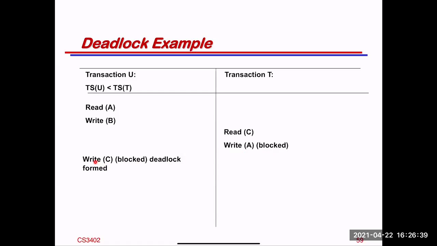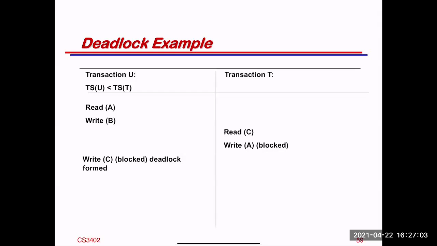And here this write in transaction U is also going to be blocked, because I need to acquire a write lock, and I've already acquired a read lock over here in transaction T. Okay, so that's a problem. We're running into a deadlock here. So let's see how the wait die rule can help us.